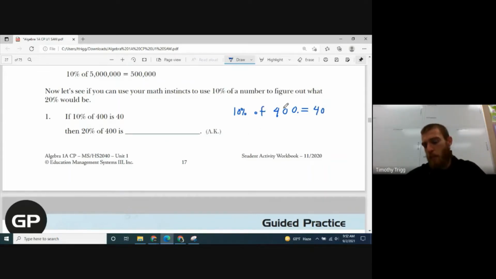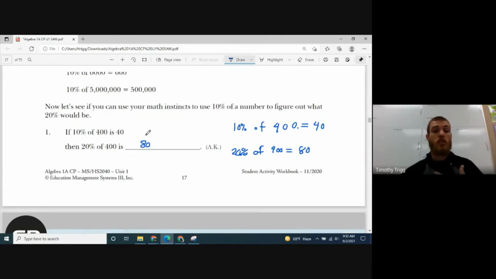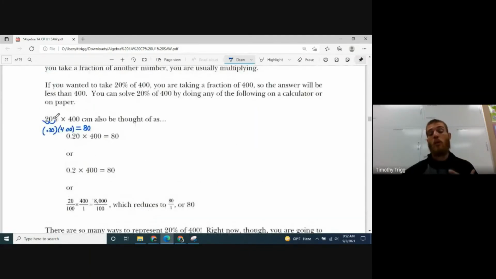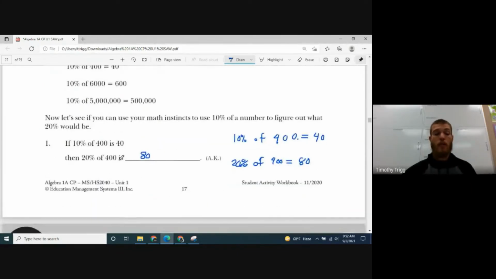Well, if 10% of 400 is 40, then what would be 20% of 400? If we know 10% is 40, 20% is twice as much, right? So this would be 80. That's a fast way you can do it as well. So it showed you two different ways to find 20% of 400. You can simply change the 20% to a decimal and multiply by 400. Or you can try to do it in your head. You know 10% is 40, so 20% is twice as much. That's 80.